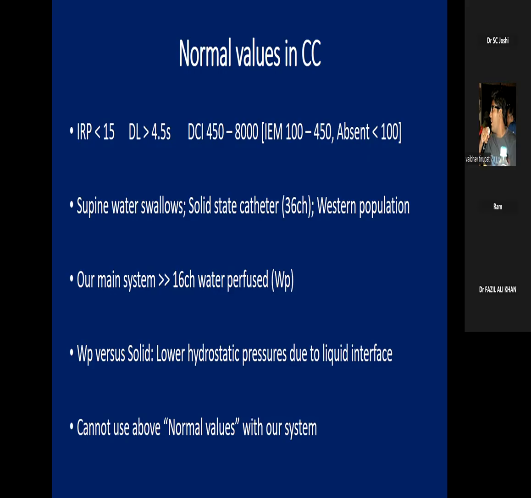If you recall, in the beginning I told you about a patient with dysphagia where it looked like a hypercontractile esophagus, but you do not get a DCI greater than 8,000. So therefore, you are forced to report it as normal. So now you understand the relevance of this in that patient.